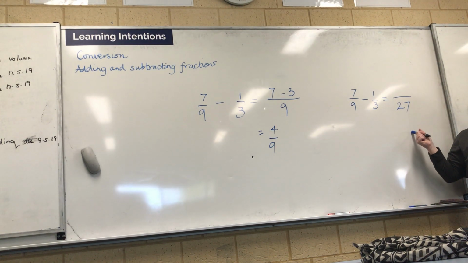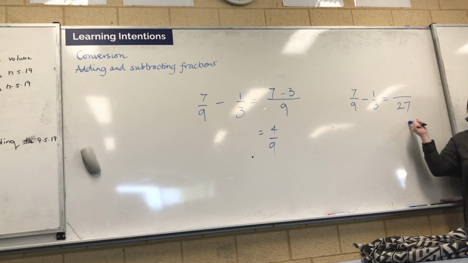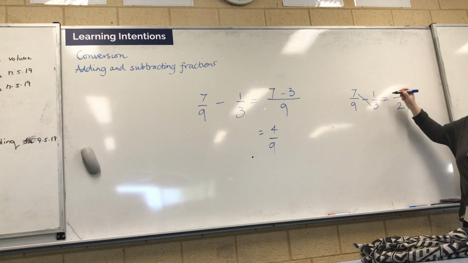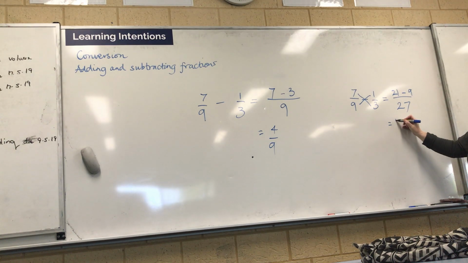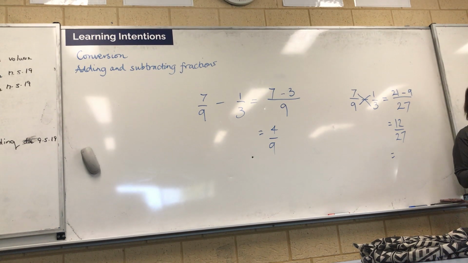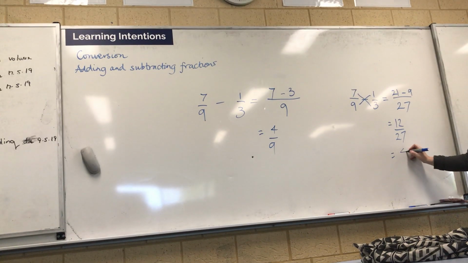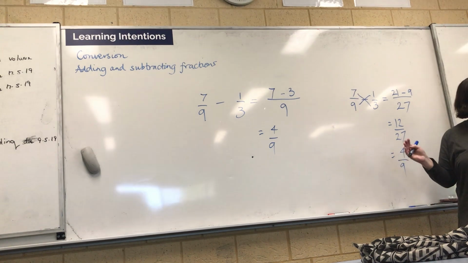Now, if you wanted to do it this way, you'd multiply your 9 and your 3 to get your new denominator of 27. You'd do 7 times 3 is 21, 1 times 9 is 9, that would give you 12 over 27, and then you would just simplify it. So the highest common factor of 12 and 27 is 3. How many 3s are there in 12? There's 4. How many 3s are there in 27? There's 9. Now, of course, it gives you the same answer. You've just done it a slightly different way.